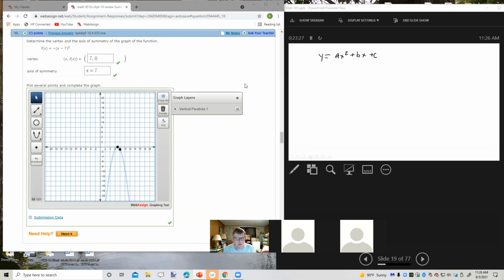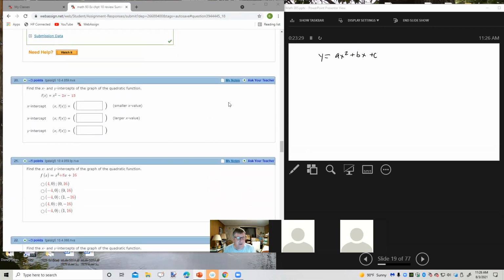And we also introduced finding x and y intercepts. And to find an x-intercept, set y equal to 0. To find a y-intercept, set x equal to 0. So let's take this problem. F of x equals x squared minus 2x minus 15. Okay. So to find x-intercept, set y equal to 0. So we get that. We'll use the quadratic formula to solve this.